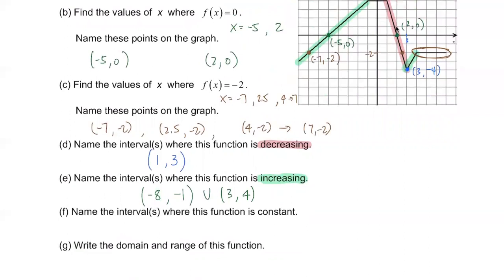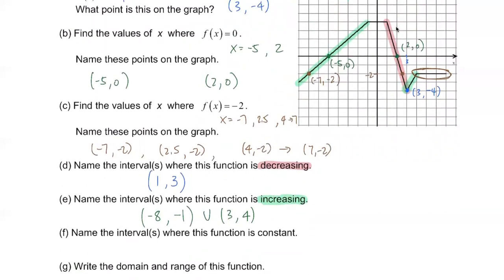And then part F: can you name the intervals where this function is constant? Constant means not changing. If you are taking physics or you took physics already, you should be pretty familiar with this. So constant means not changing, the flat portion of the graph. The portion that's constant is from -1 to 1, and then also from 4 to 7.